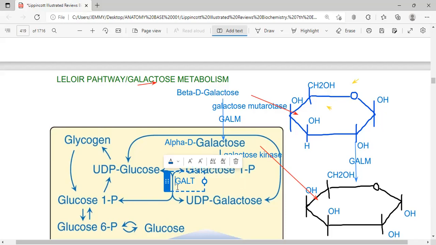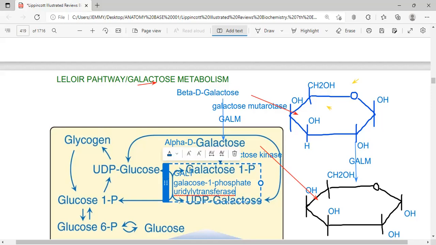So let's write the actual name then: galactose 1 phosphate uridyl transferase. A transferase transfers a group. So let me see if I can fit it there somehow. Yes, so it is known as galactose 1-phosphate uridyl transferase. See how the reaction works in this reaction.